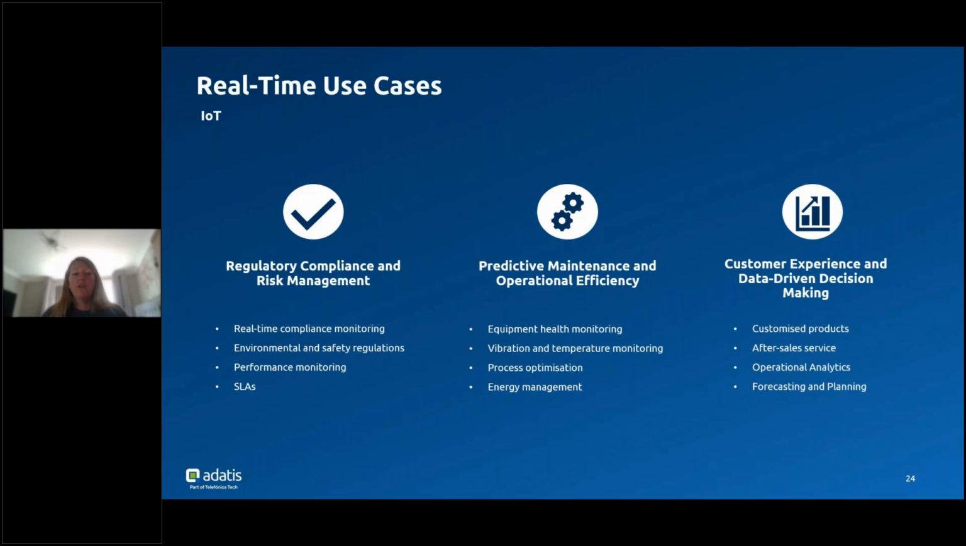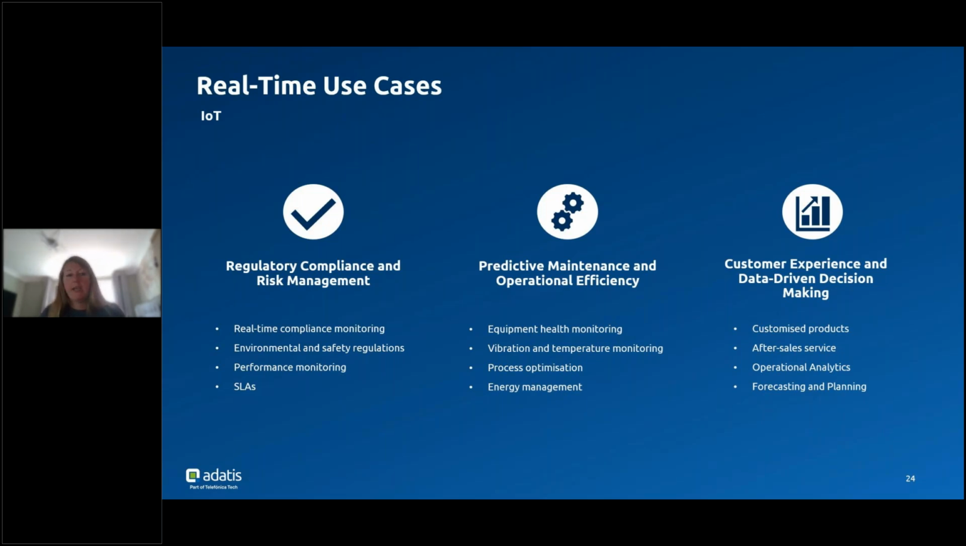You've got your vibration and temperature analysis. By analyzing data from vibration and temperature sensors, manufacturers can identify abnormal patterns that indicate equipment wear or impending failures. Using this coupled with real-time data, you can have immediate updates on the information and be able to react.